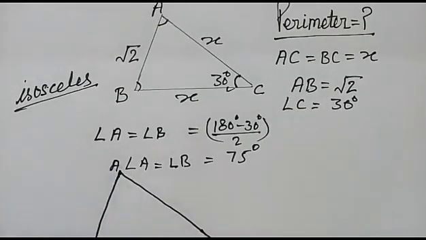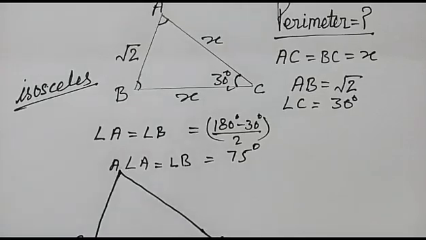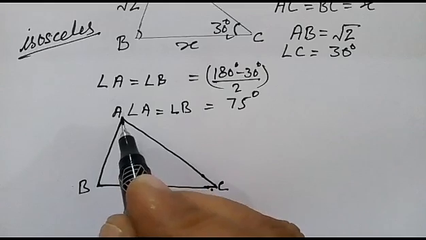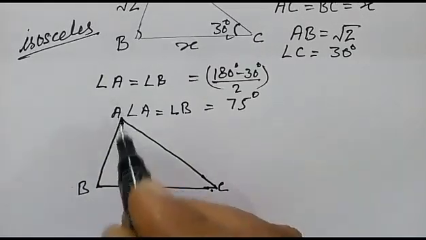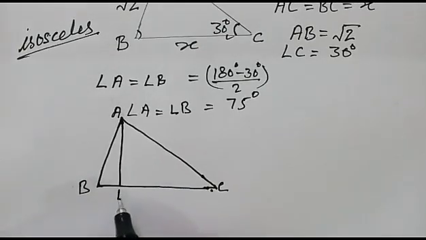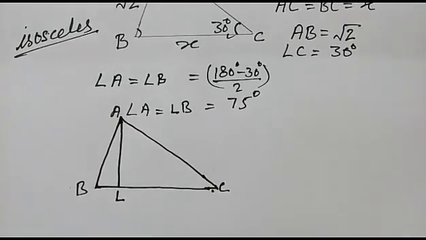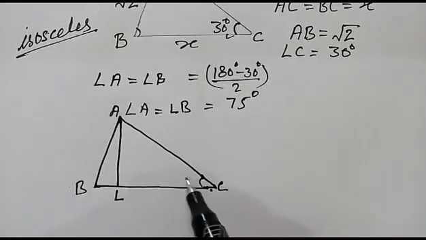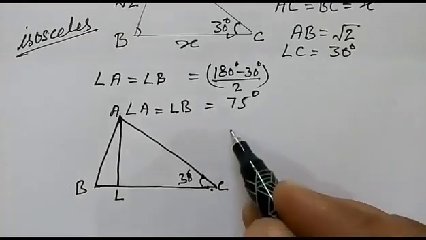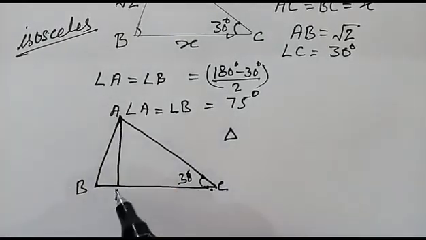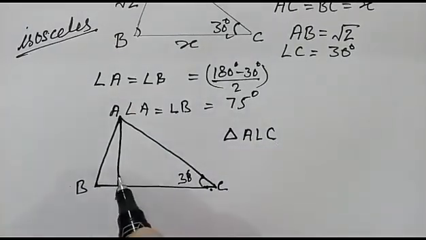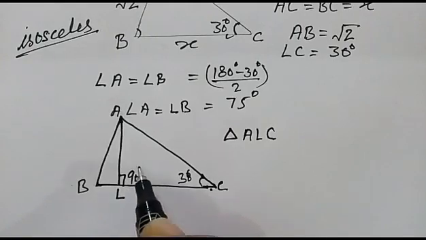Right? A, B and C. If we draw a perpendicular from point A to line BC, let this point be L, right? And this angle is 30 degrees. Now we take triangle ALC. Right? This is perpendicular, so this will be 90 degrees.